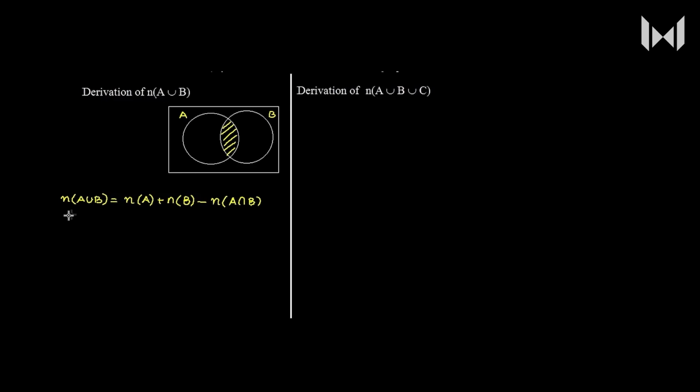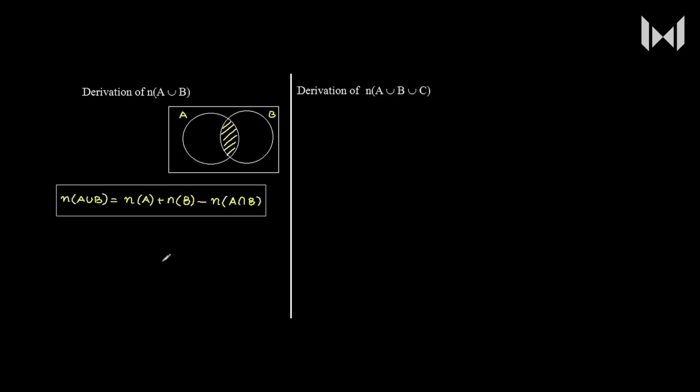And this is the formula for number of elements in A union B. So number of elements in A union B is equal to number of elements in A plus the number of elements in B minus the number of elements in A intersection B. This is the formula for the union of two given sets to find out the number of elements.